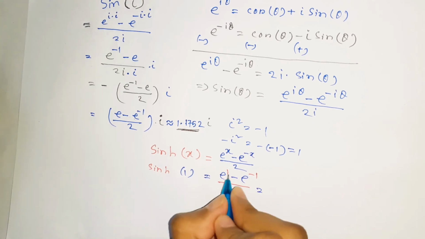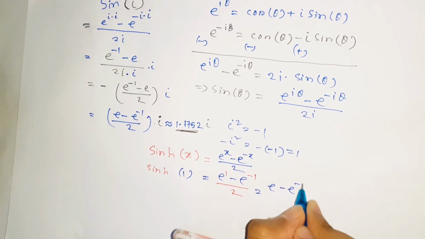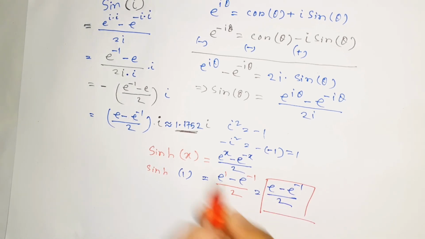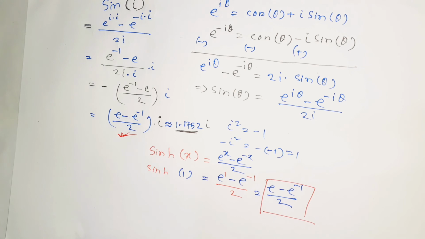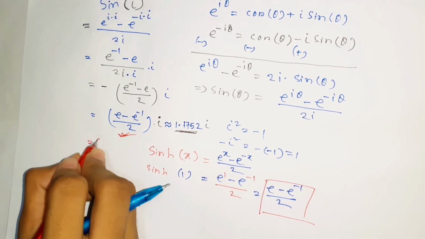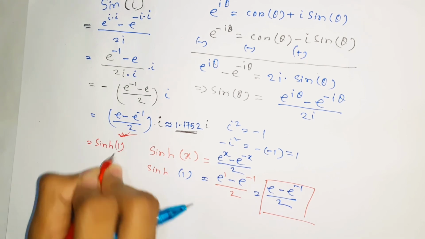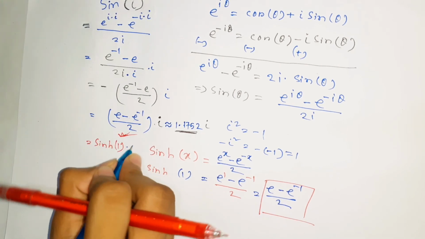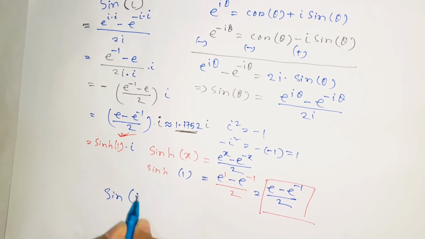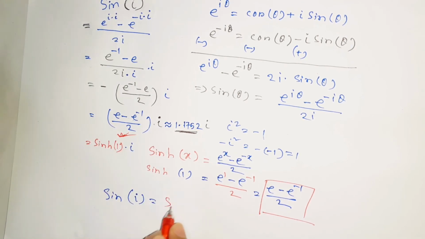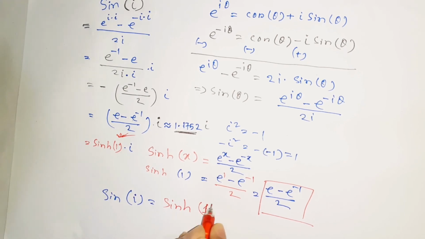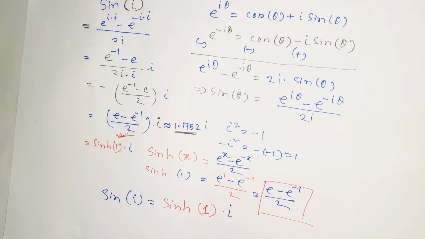Okay, so here e to the 1 is e, and see this thing is this guy. So instead of this we can write sinh of 1, or hyperbolic sine of 1 times i. So of course we can say that sine of i is the same as sinh of 1 times i. Isn't that cool?